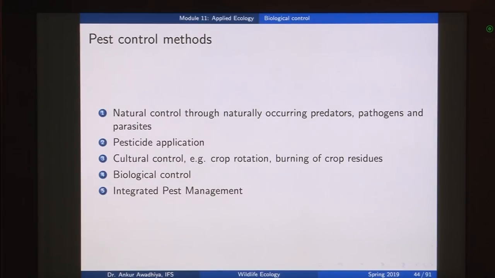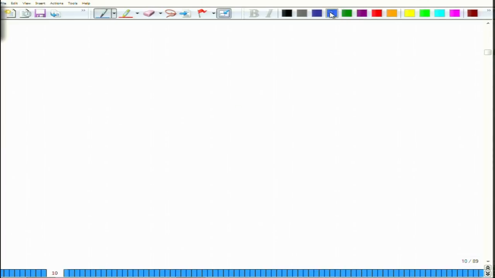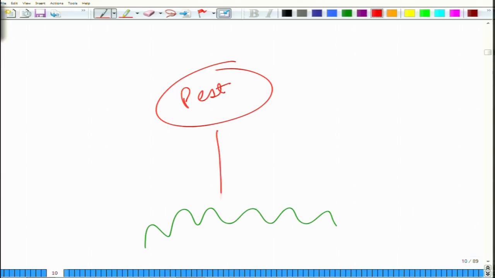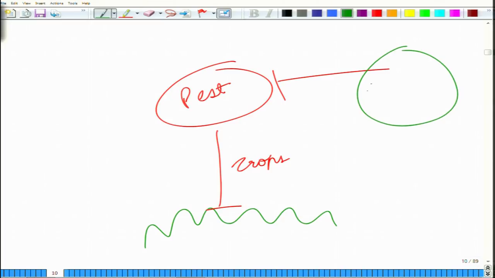Well, a natural control generally works because of any pest that you have in the system. So let us say that you have this particular pest which is affecting the crops. So, it is inhibiting the crops or damaging the crops, but then we will also have some other organisms that will be harmful to the pest. So, let us say that you have a predator for these pests. So, for instance, if there is a particular insect that is affecting your crops because it is eating away the leaves of the crops, it also has a predator, probably an insectivorous bird.